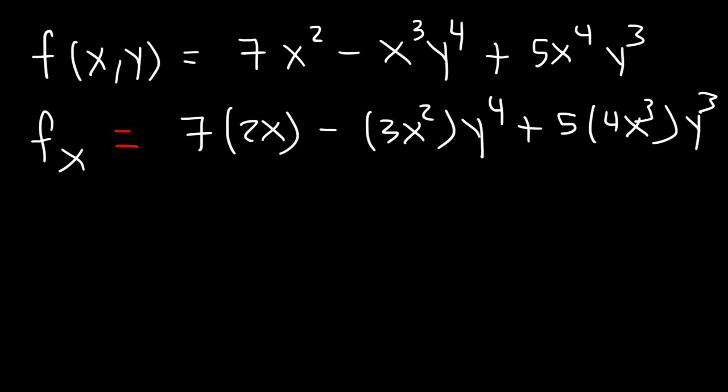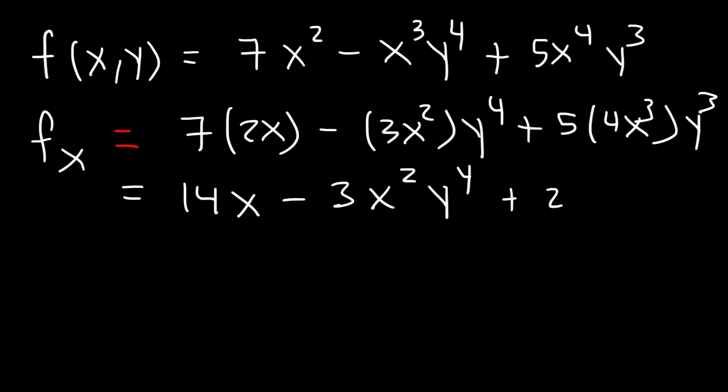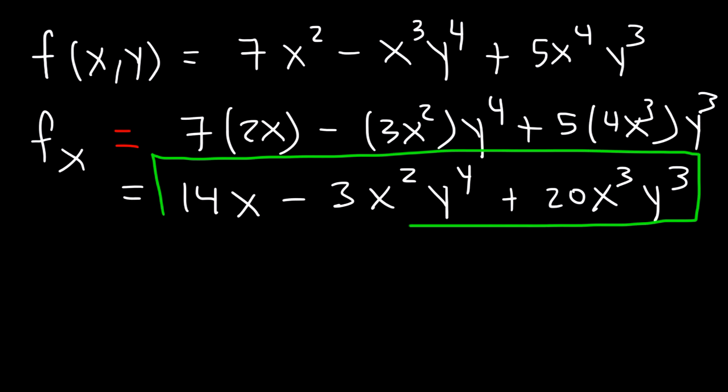So that's how you can find the first partial derivative with respect to x. Treat x as a variable, and any other variable treat it as a constant. So this is equal to 14x minus 3x squared y to the fourth plus 20x cubed y to the third. So that's the answer. That's the first partial derivative with respect to x.